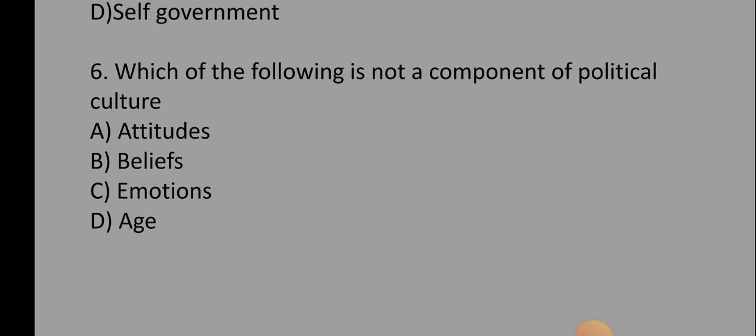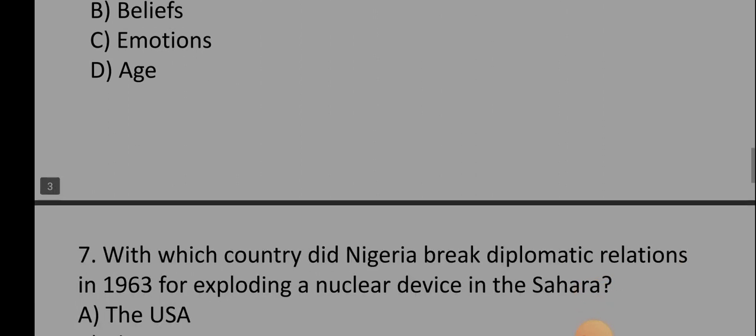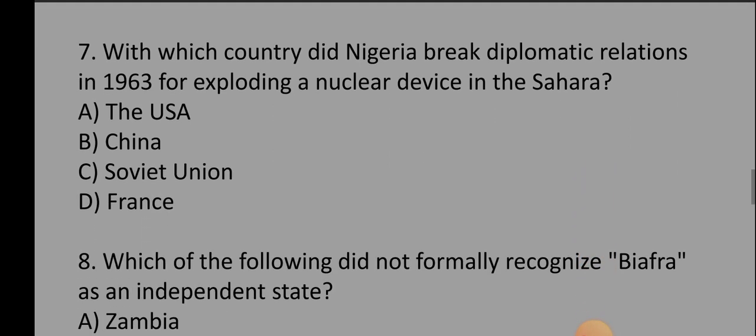All right. So the 7th one says, with which country did Nigeria break diplomatic relations in 1963 for exploding nuclear devices in the Sahara? A is the USA, B China, C Soviet Union, D France. So the correct option is D, which is France.